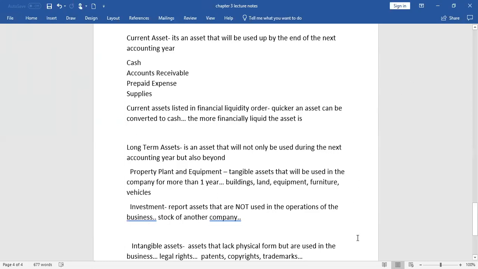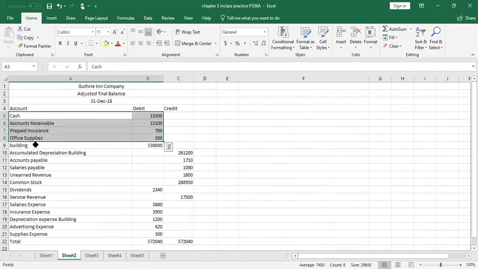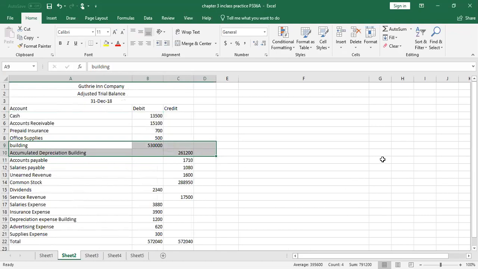Okay, then what I'd like to do is I'm going to go back over and share my Excel, and we're going to complete the property, plant, and equipment section of the balance sheet. So here I go. All right. Now, I'm going to go ahead over to the trial balance. The only other asset this company has, definitely property, plant, and equipment, is a building. But watch what happens.